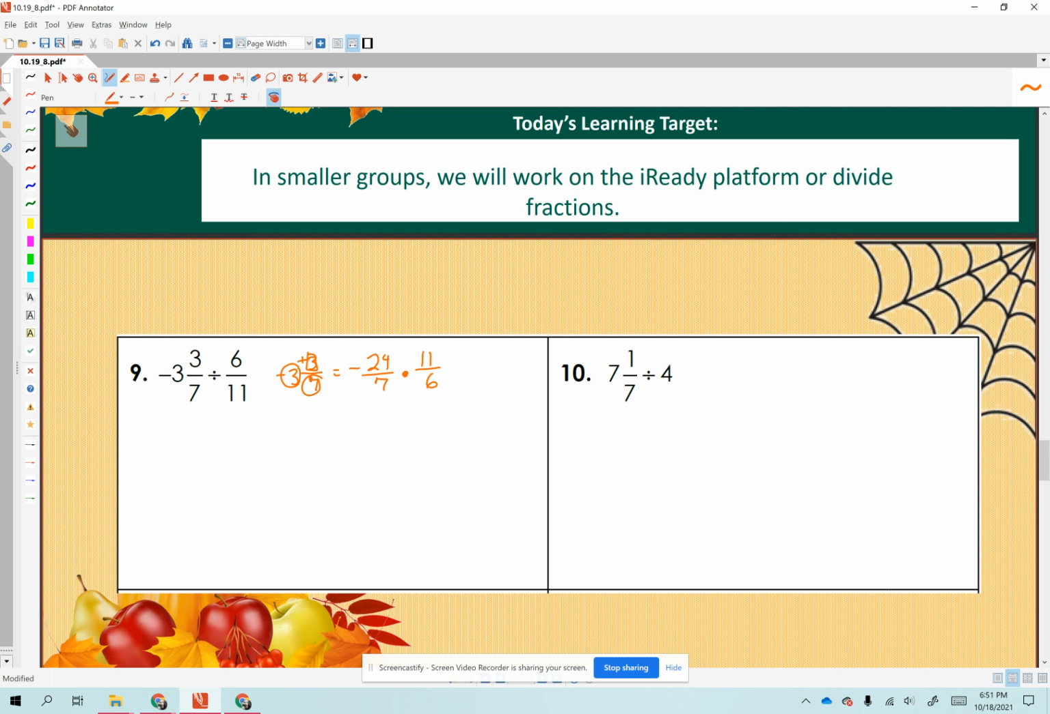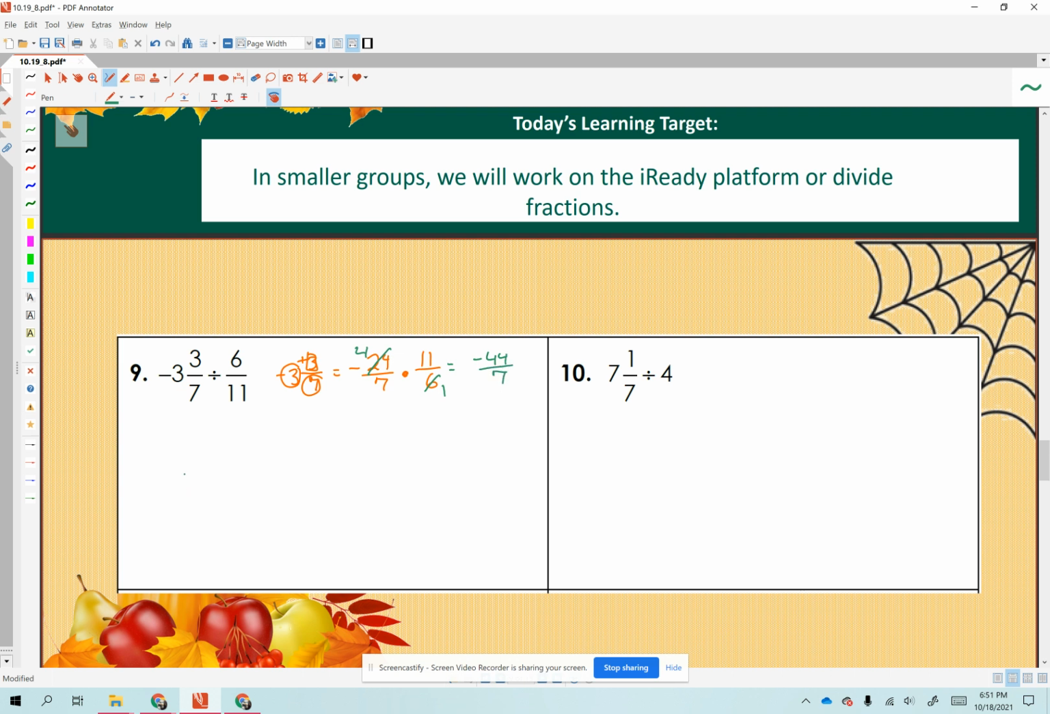Now the 7 and 11 cannot be simplified, but the 24 and the 6 are both multiples of 6. So 6 divided by 6 is 1. 24 divided by 6 is 4. 4 times 11 is 44. That's a -44 over 7 times 1, which is 7.